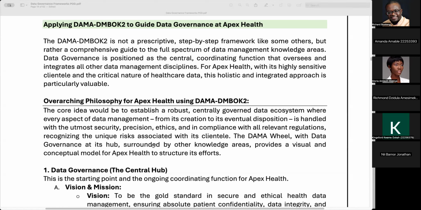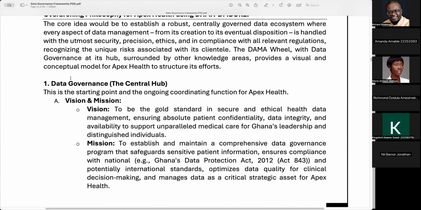And how would that holistic approach translate into specific actions or structures for Apex Health? What would it look like on the ground? Well, the vision and mission would be framed very deliberately, something like, to be the global gold standard in secure and ethical health data management for sensitive individuals, ensuring absolute patient confidentiality, unwavering data integrity, and full compliance with Ghana's Act 843. Ambitious, but necessary given the context.